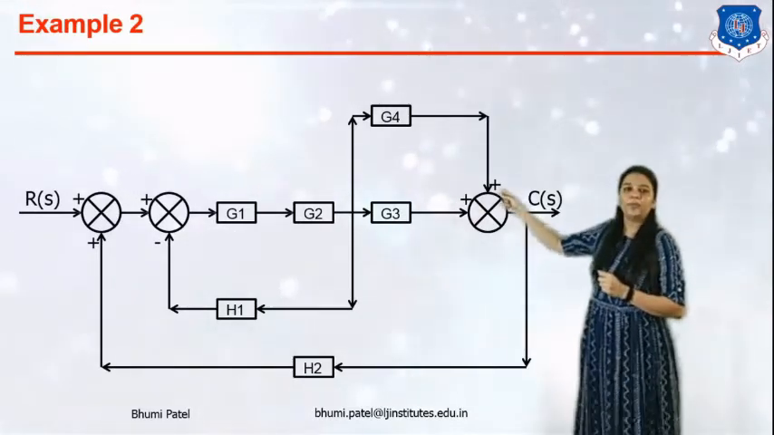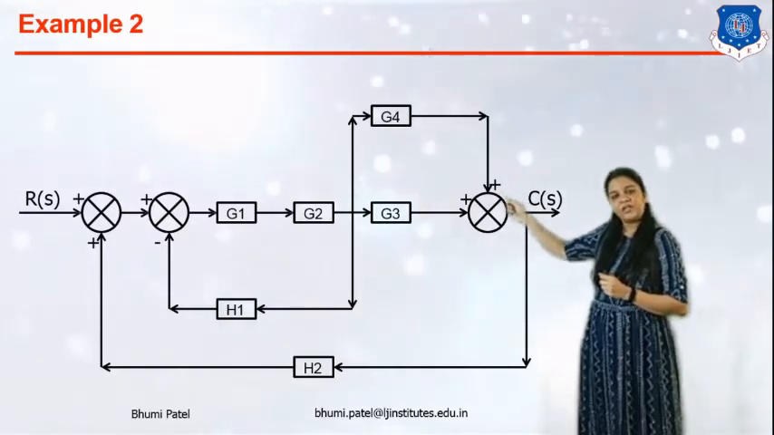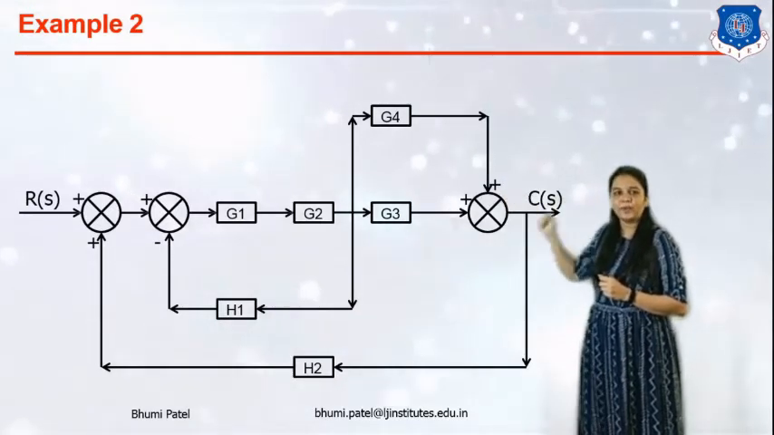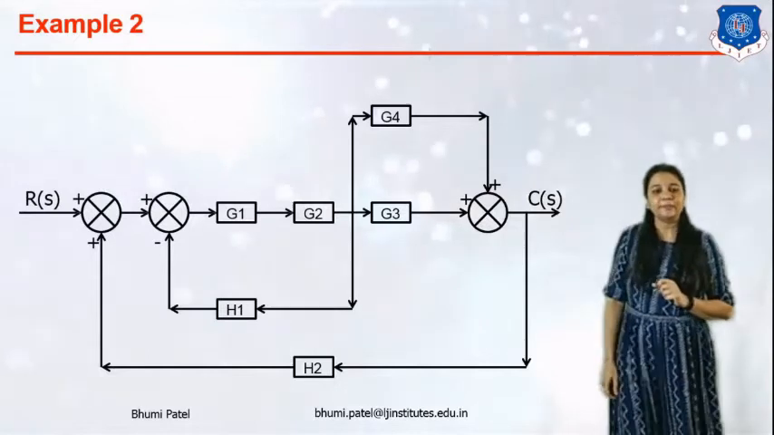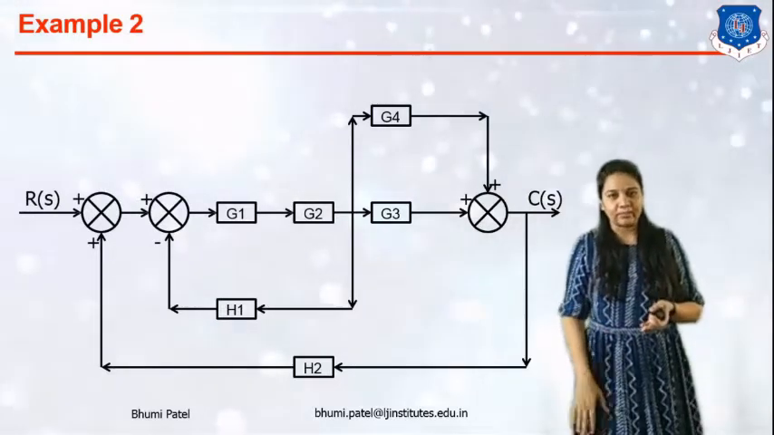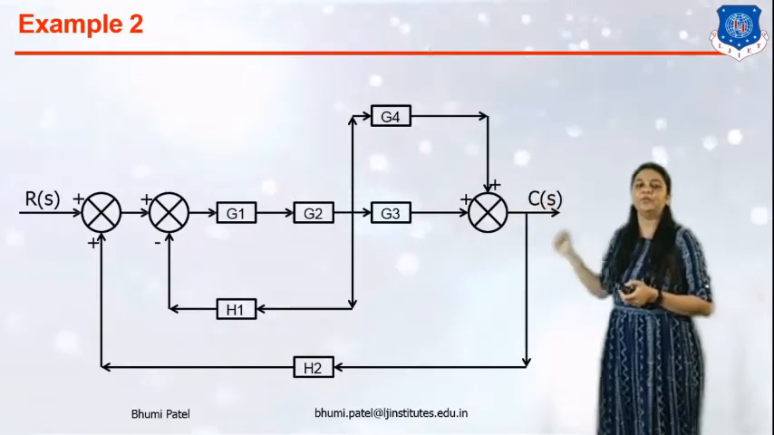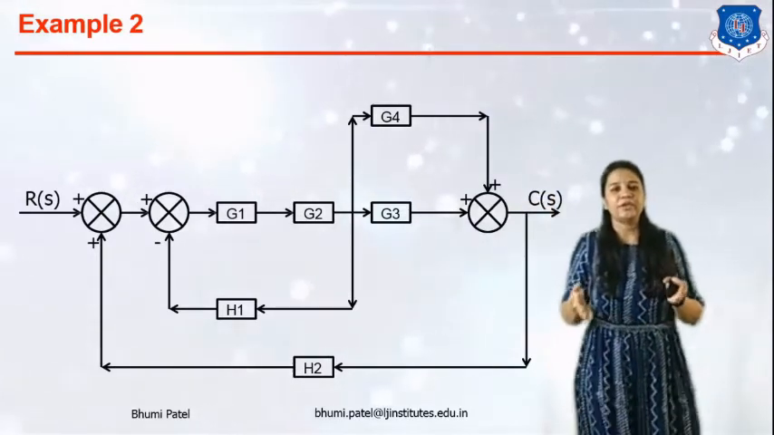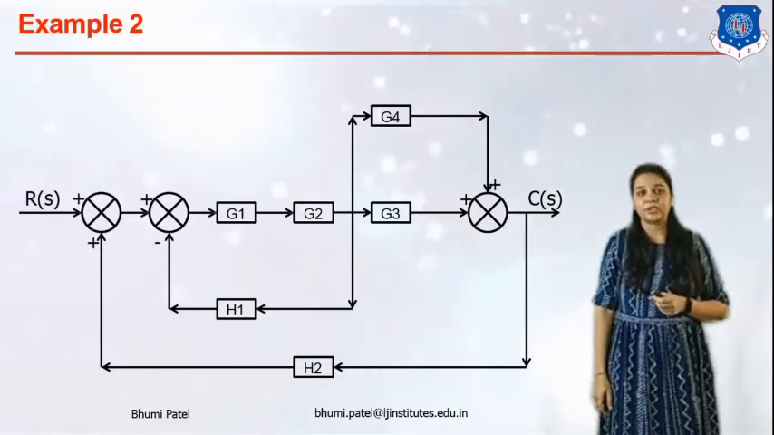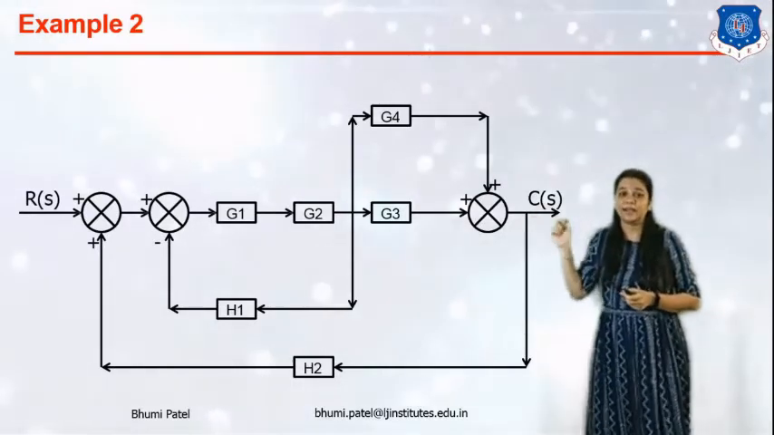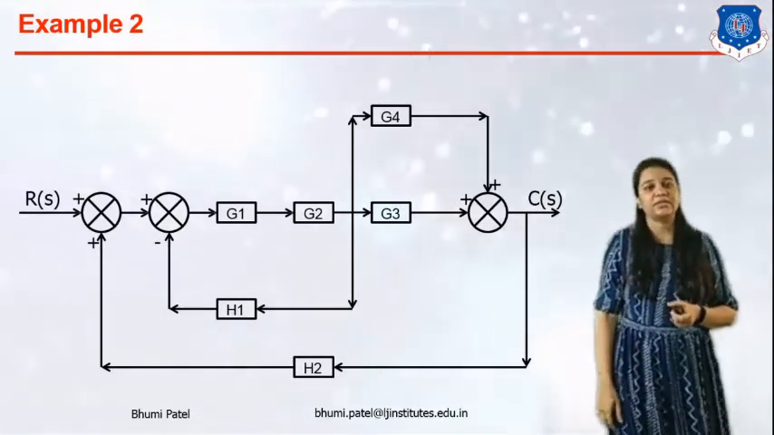After the input a summing point is given, and then the second summing point is given, so there is no rule applicable. Okay, after the second summing point G1 and G2 are given. Now G1, G2 is the forward gain of the system. Now G1, G2 is directly connected in series with the system.